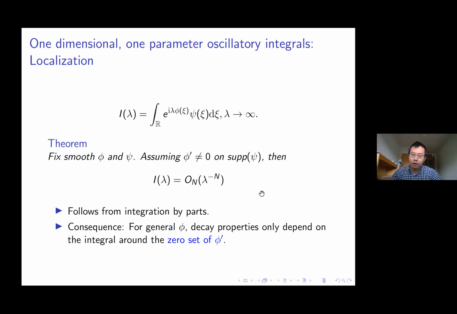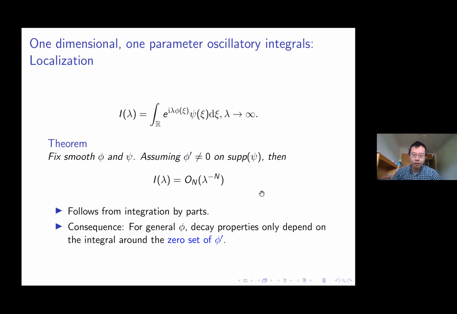And if phi prime is non-zero on the support of psi, then as lambda goes to infinity, your integral is going to decay faster than the reciprocal of any polynomial, so faster than lambda to the minus capital N. This follows by repeated integration by parts, and it sees a lot of applications already.